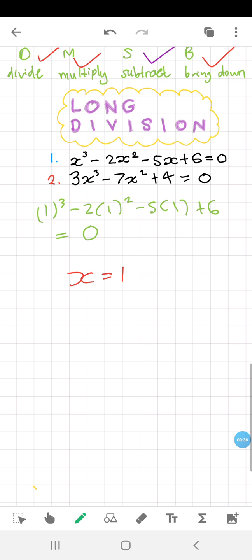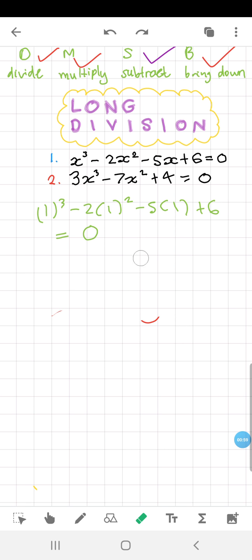And now we need it in the form equal to 0. So I can write that by taking the 1 to the other side, and I'll be left with x minus 1 is equal to 0. And I want it in that form. So this equation will be used in long division.